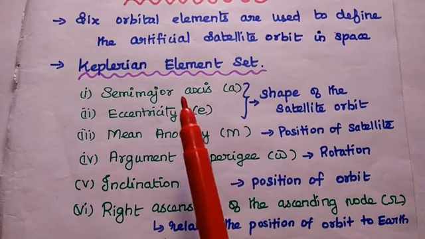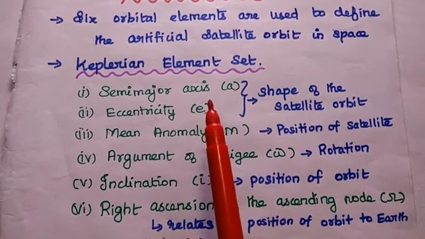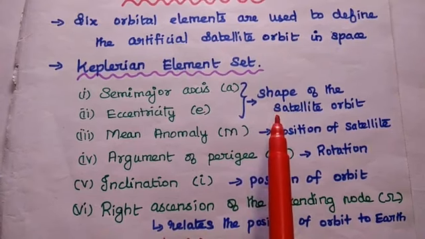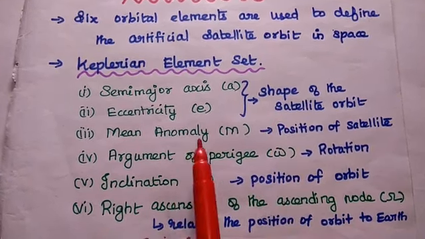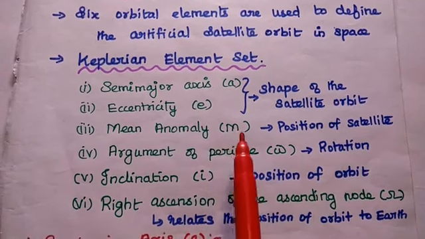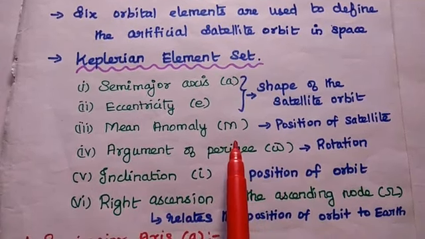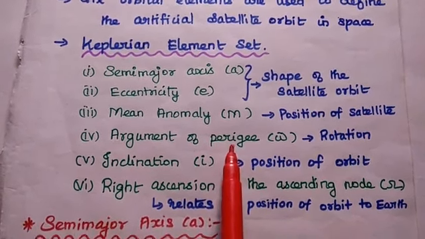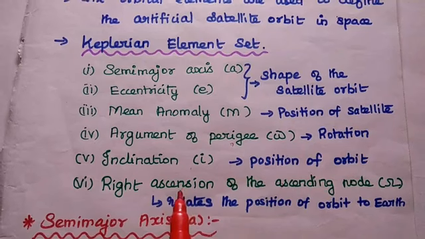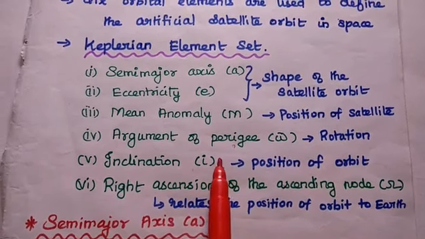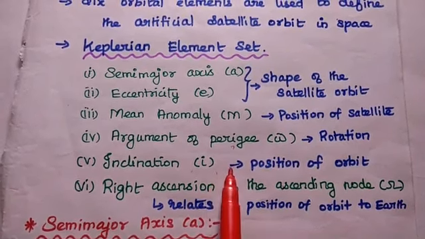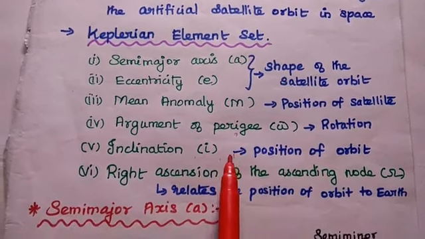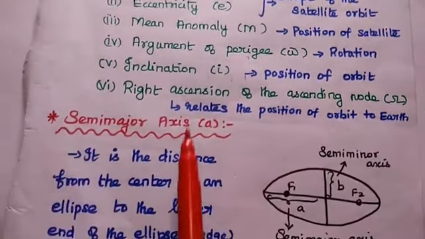In this, the first two elements, semi-major axis and eccentricity, are used to represent the shape of the satellite orbit. Mean anomaly is used to represent the position of the satellite in space. Argument of perigee is used to represent the rotation of the satellite. Inclination and right ascension of the ascending node are used to represent the position of the orbit with respect to Earth. Okay, so let's discuss each type in detail here.